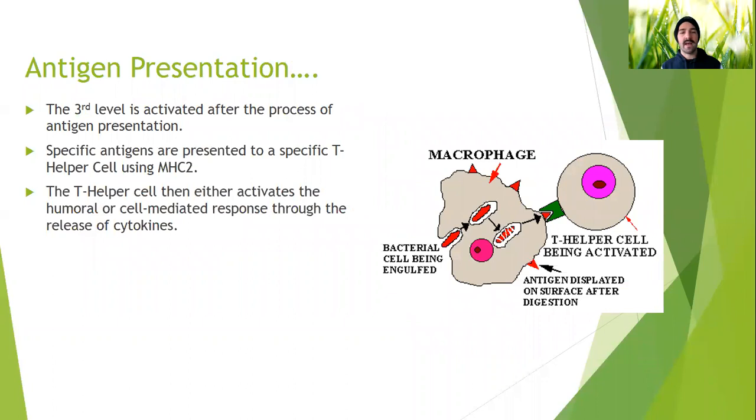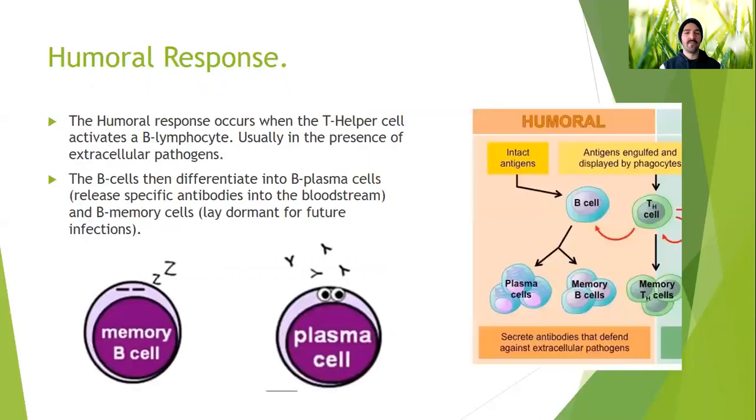So this all happens after the process of antigen presentation. We know last video that we talked about antigens being presented to T helper cells using MHC2. So this is sort of the next step after that. You can see in the diagram, you can imagine our macrophages engulfed it. It's presented to a T helper cell using MHC2, okay? That helper cell then activates the rest of the pathways with cytokines. And we'll start off with the humoral response, okay?